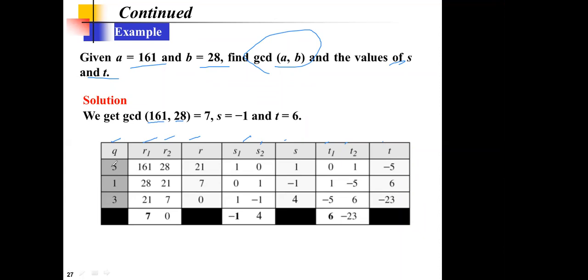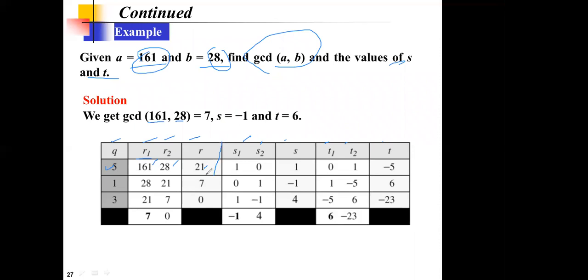Okay, so first I am writing this. I only have these values, 161 and 28. First, I am dividing R1 by R2. Then I am getting quotient 5 and remainder 21.